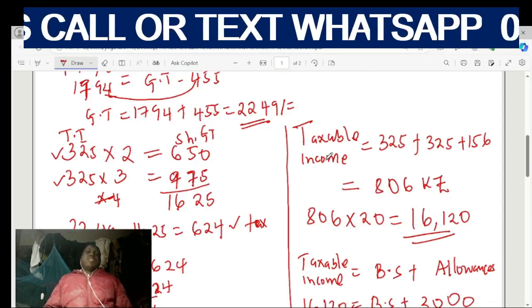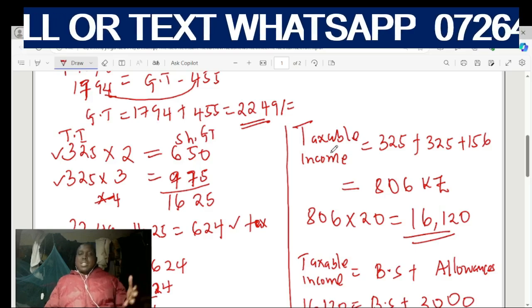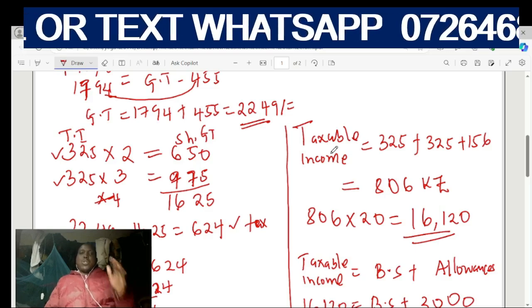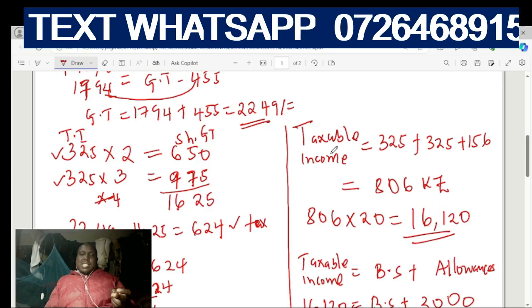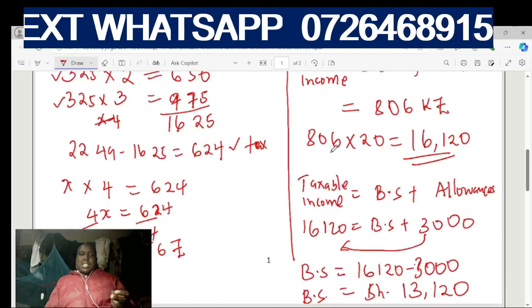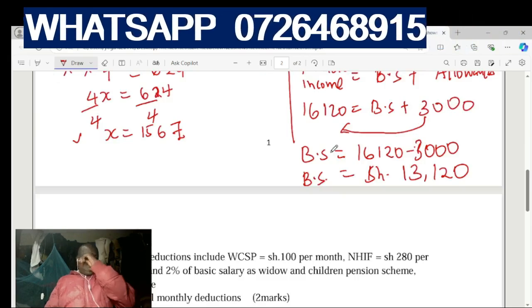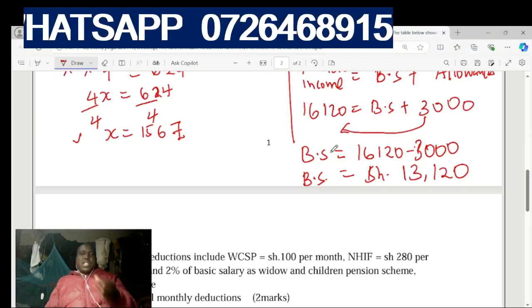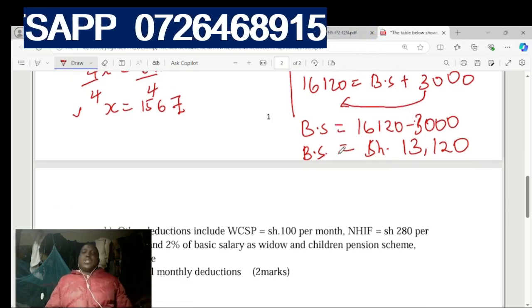So hii ndio inaitwa reverse because hatukuwa na basic salary, hatukuwa na taxable income. Tumefanya from pay we go to gross tax. From gross tax now we come back to taxable income. Hiyo ndio inaitwa reverse.